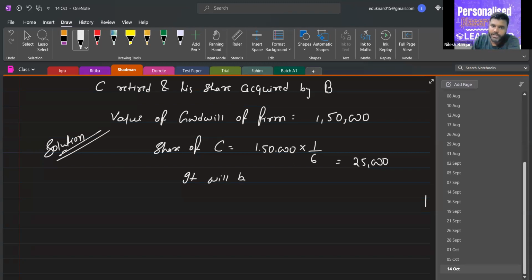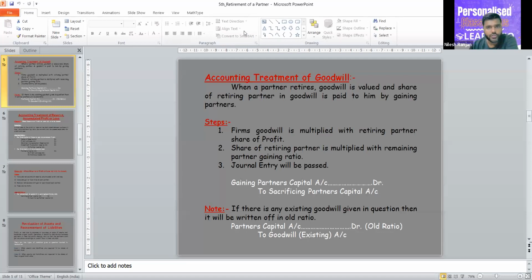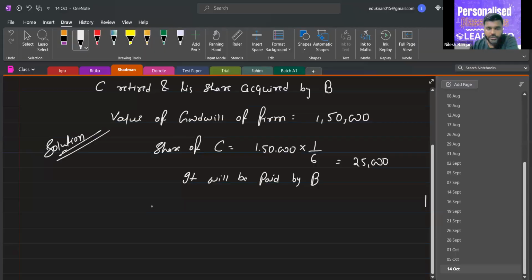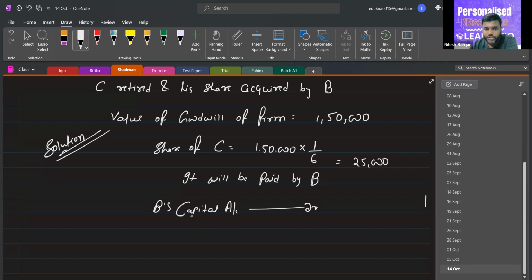So it will be paid by B. You can see the journal entry here: gaining partner's capital account debit to sacrificing partner's capital. The gaining partner's capital account is debited. B is the gaining partner, so B capital account debit to C capital, 25,000. Is this clear? Yes, sir, it's clear.